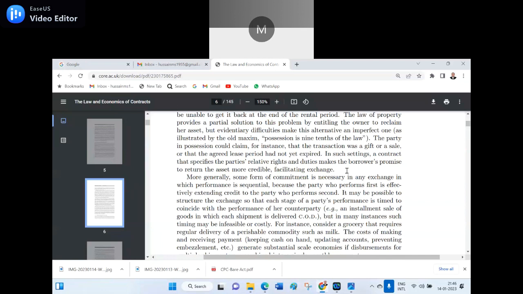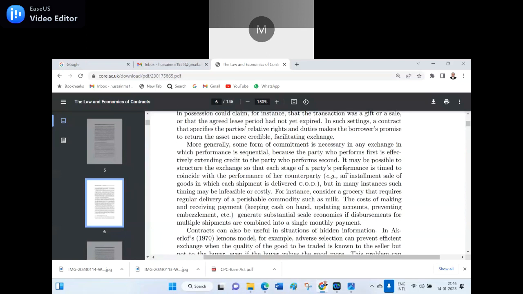The property which is given on lease should be returned in the same fashion. That is called reversion. So when the lease period is over, the reversion will take place, and the person will get the same asset that he gave and received. Of course, for wear and tear, one cannot claim.